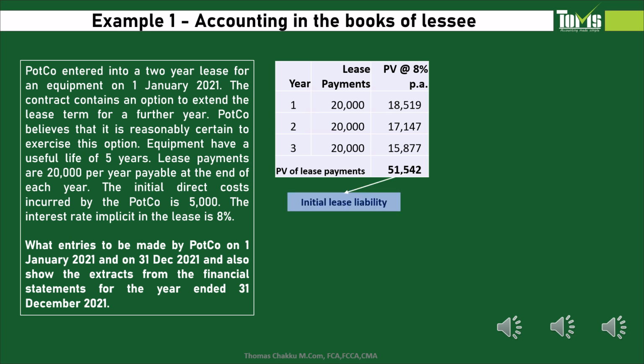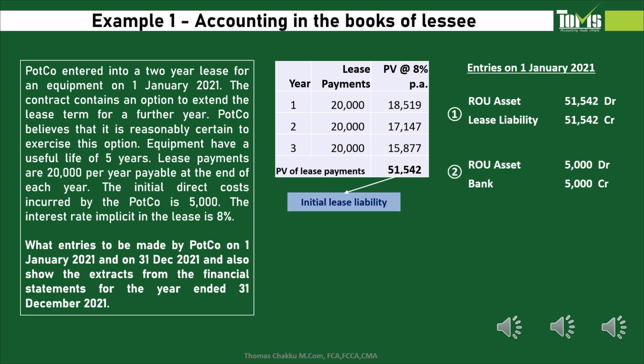Now, what entries are to be made on the 1st of January, 2021? ROU asset account is debited, and lease liability account is credited. Then for the direct costs incurred by the lessee, ROU asset account is debited, and cash account is credited with $5,000. Now, the total ROU asset will become $56,542.